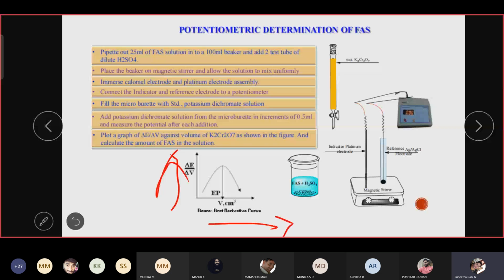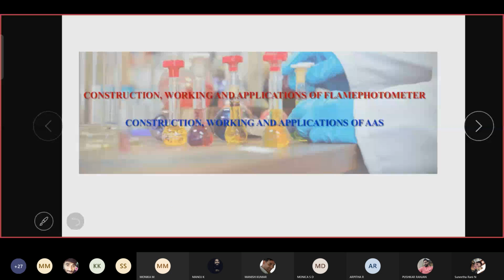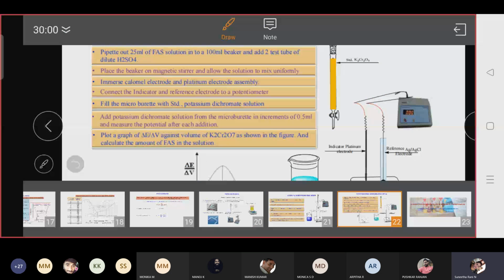The theory behind this potentiometric experiment is basically the Nernst equation. But in the practical classes, we have done the redox titration, that is FAS versus potassium dichromate solution. Understood? You have done this potentiometer in the practical class, no? Remembered or not? You have tabulated, you have marked the graph also. Remembered or not remembered?